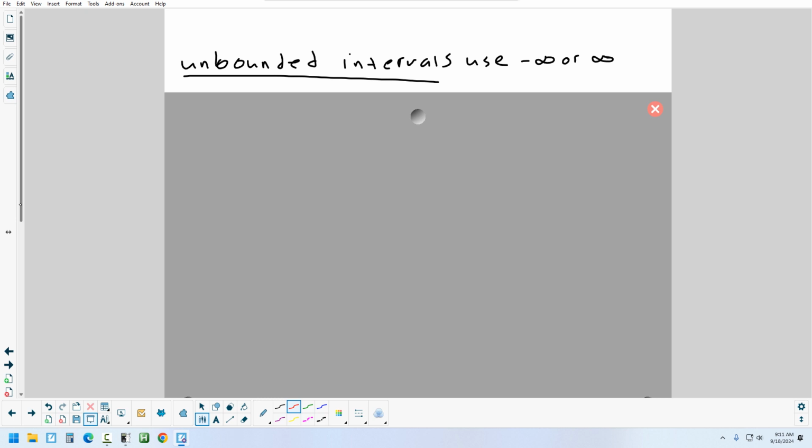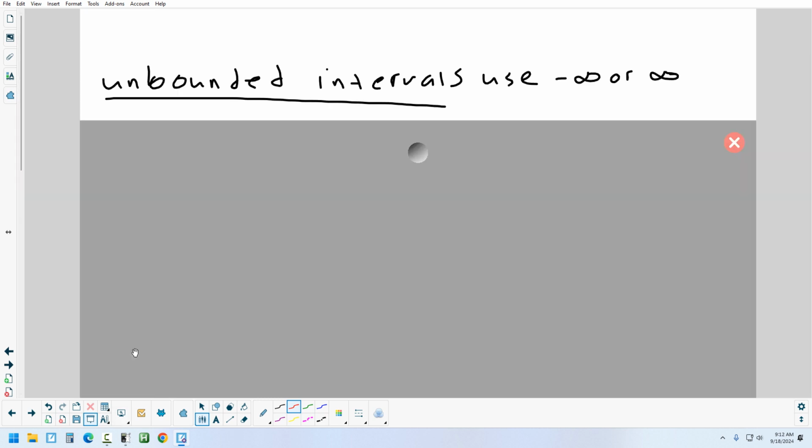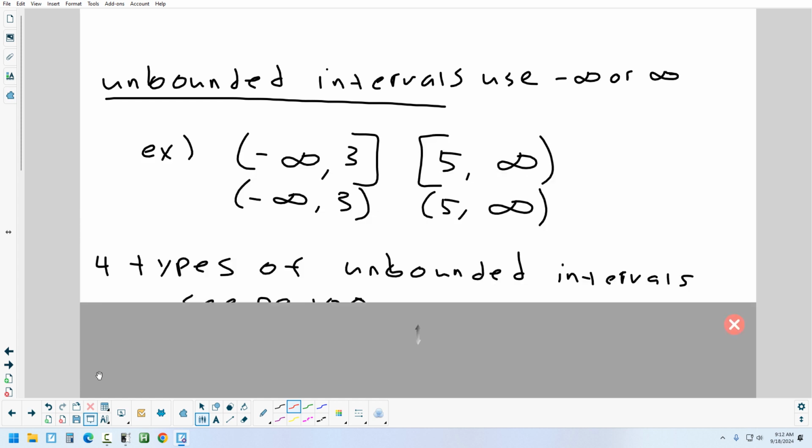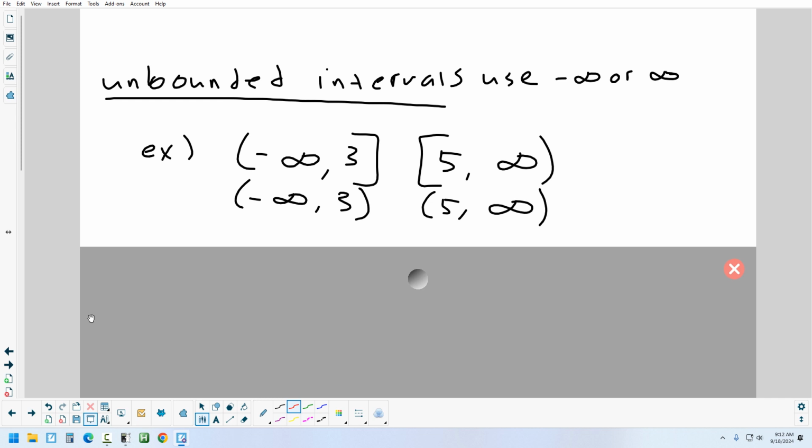So we have bounded intervals. The other thing we can also have is unbounded. An interval is unbounded if it has an infinity or a negative infinity. So these are the different ways that you could have unbounded intervals.